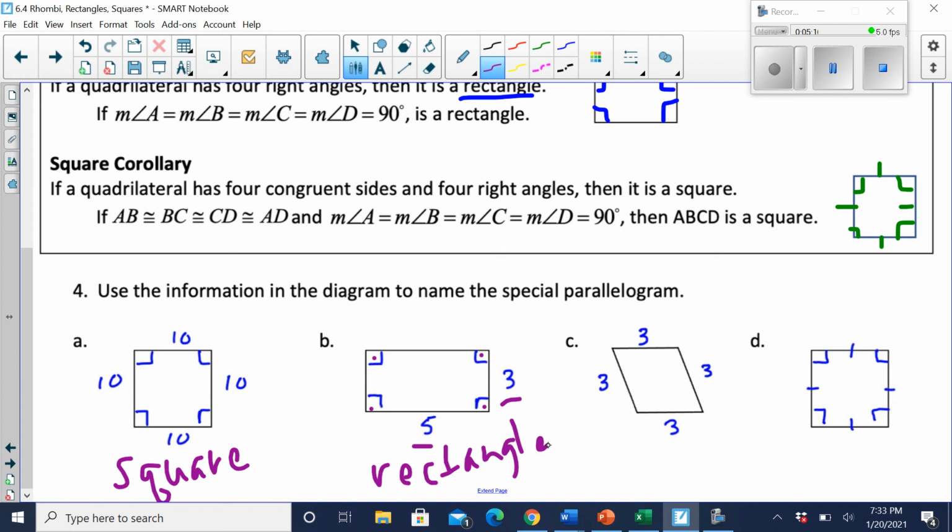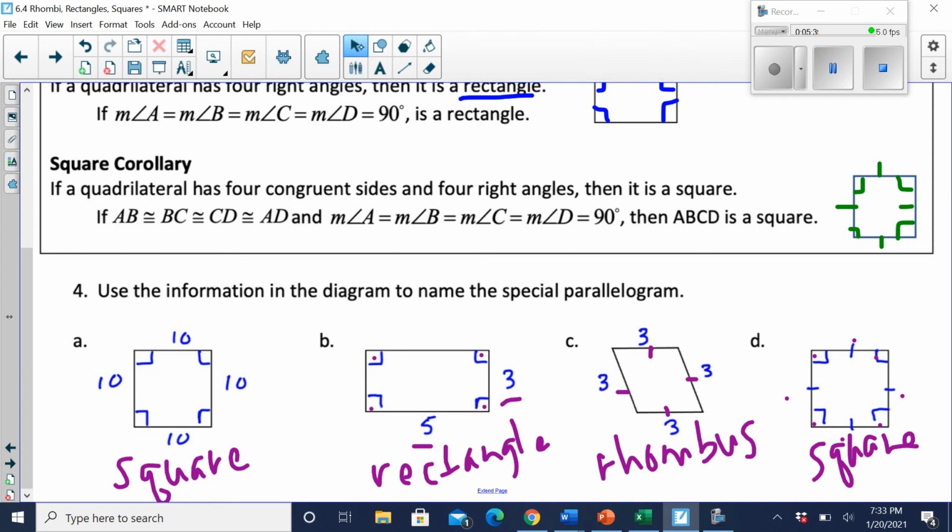Okay, letter C, I see that I have all of these sides congruent, and if all of the sides are congruent, this is going to be a rhombus. Some students would say, well, if it has all congruent sides, then it's a square. But remember, the square has to have 4 right angles and 4 congruent sides. It has to have both pieces. So this last one right here would be our square.